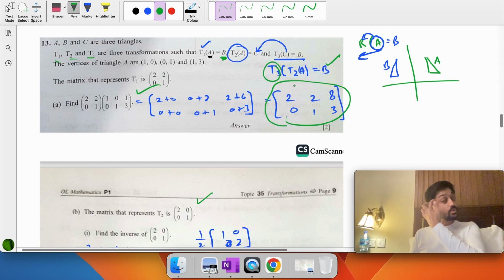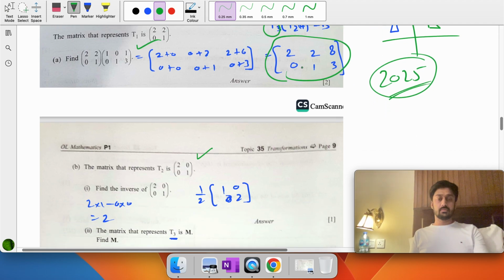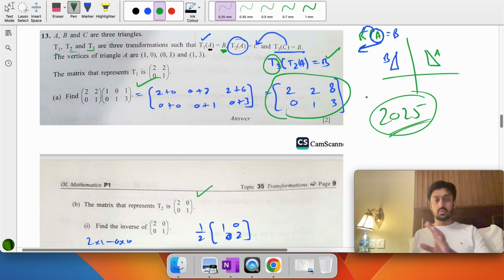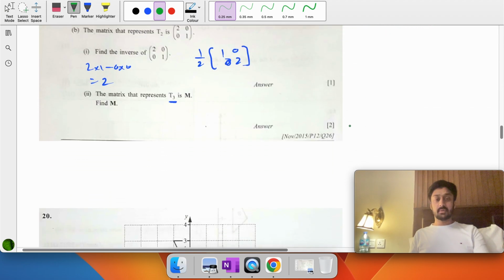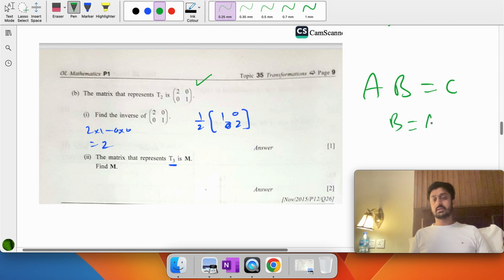Remember the knowledge of matrices. If you are appearing in 2025, you won't be facing this problem. Matrices is excluded in this year particularly. So if you are appearing in 2024, you will have to go through this. And just remember the step that if you have matrix A, B is equal to C, when you take A on the right hand side, this is A inverse C. A was on the left side of B, keep it on the left side of C.